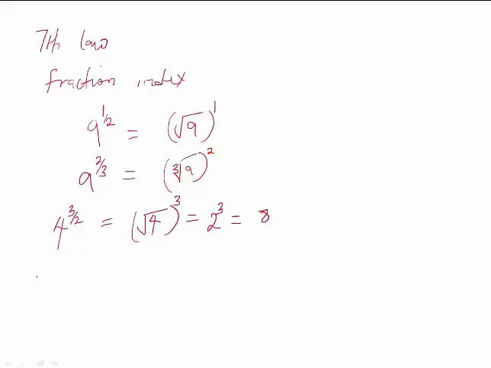Now, let's look at something else. When you have something like 8 raised to the power of 4 divided by 3, you need to find the cube root of 8 and raise it to the power of 4. Now, what I mean by finding the cube root of 8 is what number will I multiply 3 times that will give me 8? That is 2. Then when I raise it to the power of 4, that will give me 16. Sorry, that will give me 16. Then, that's just it.